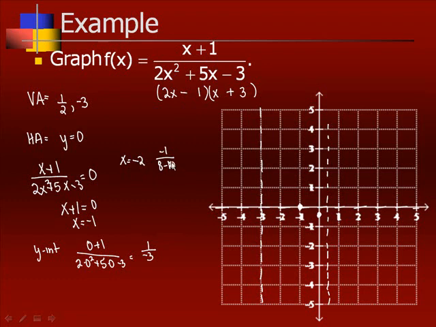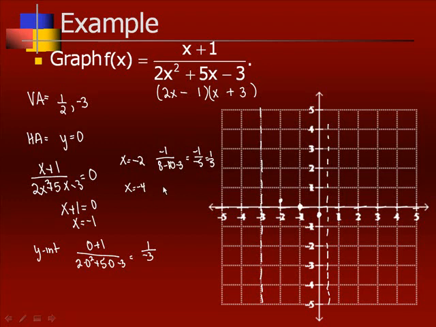-2 times 5 would be -10 minus 3. So that would be -1 over -5, or 1/5. So if x is -2, we'd get 1/5, which would be somewhere right in there. Let's pick something back here.